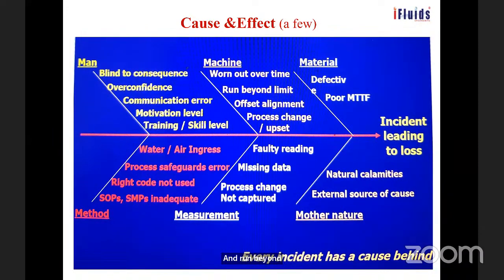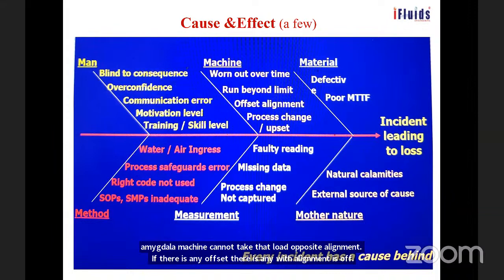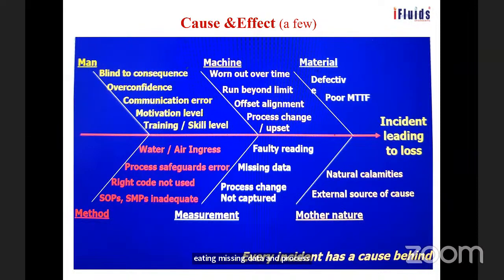Or, suppose 100% is the rating, they may run it at 110%, 125%. Actually, the machine cannot take that load. Offset alignment, if the alignment is off, can again give problems. Process change or upset. So this is all possible. And in measurement, again, faulty reading, missing data, and process range not captured. This is again coming to process only.